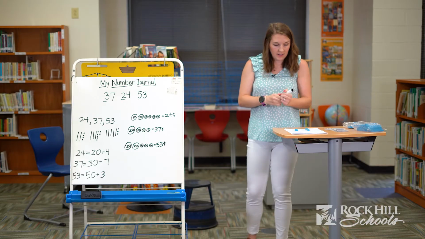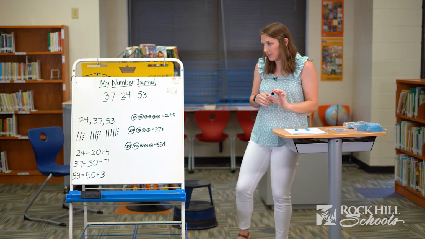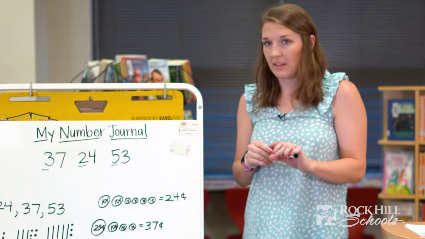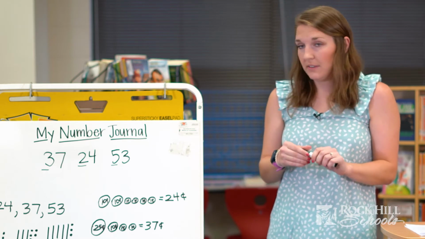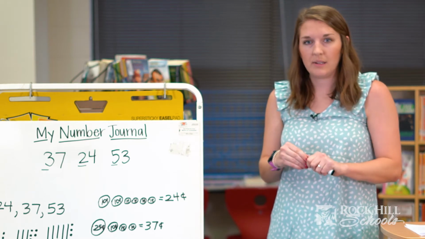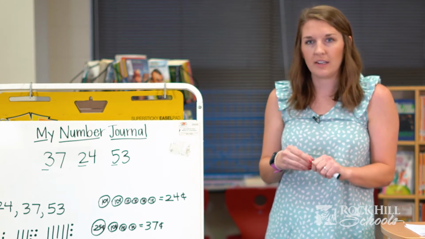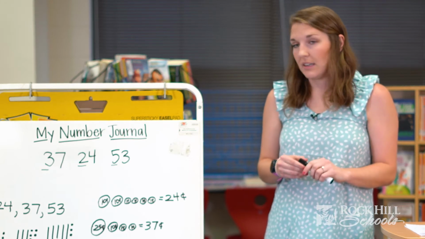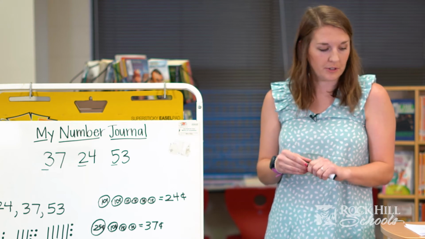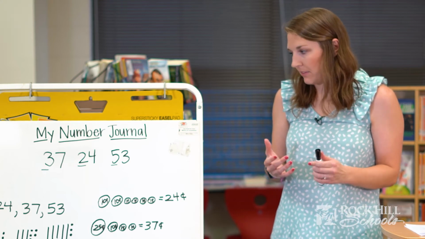All right, so the next thing that we can do with our numbers is determine whether they are even or odd. So an even number is a number that can be split into 2 groups evenly and have nothing left over, and an odd number is a number that can't be split into 2 groups because there's something left over.